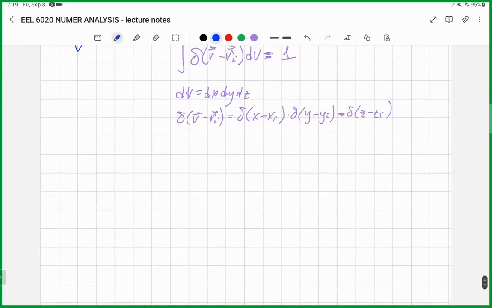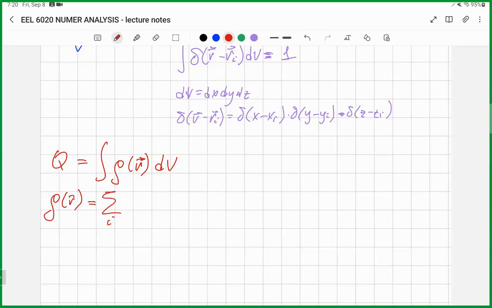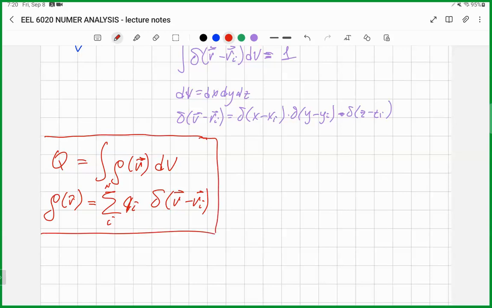Let me write these formulas again, because they are quite important. The total charge is given by the integration of the charge density over the volume, and the density of charge is given by the summation over all charges of Qi delta r minus ri. These two formulas are quite important.